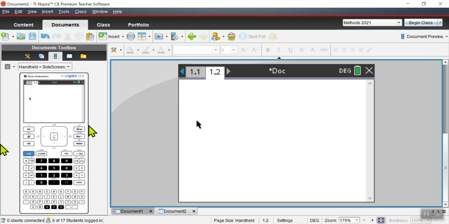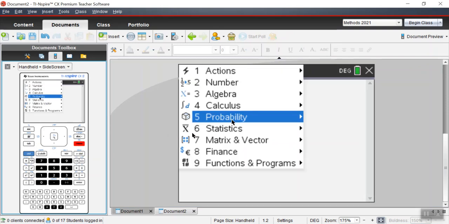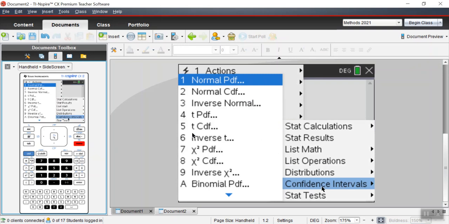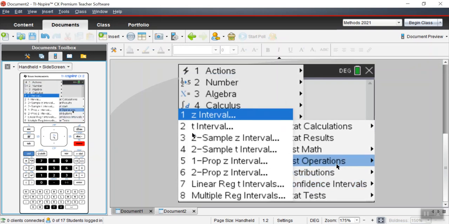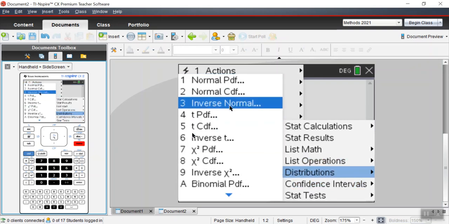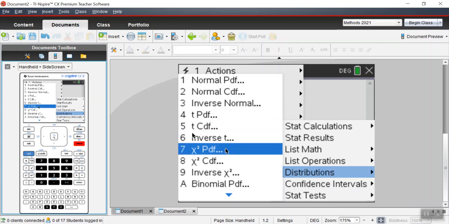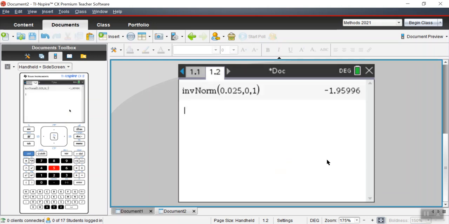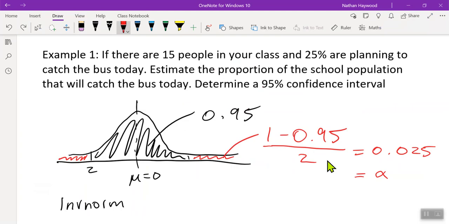So then we go to our calculator: menu, stats, distributions. Number 3, inverse normal. Type in your area. So that's the tail area, and that gives you your z-score. So approximately 1.96.